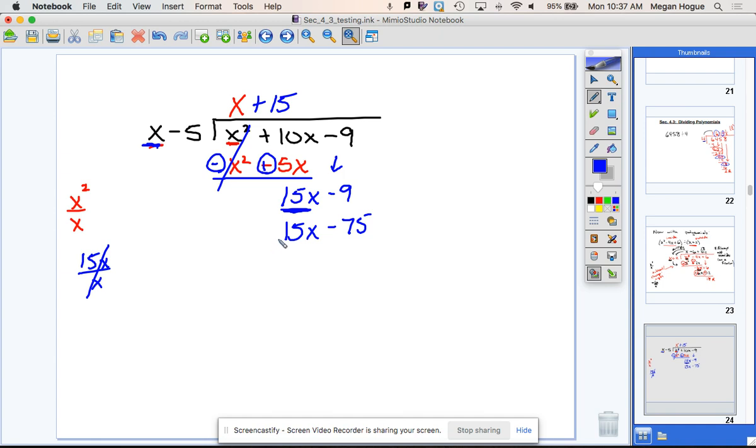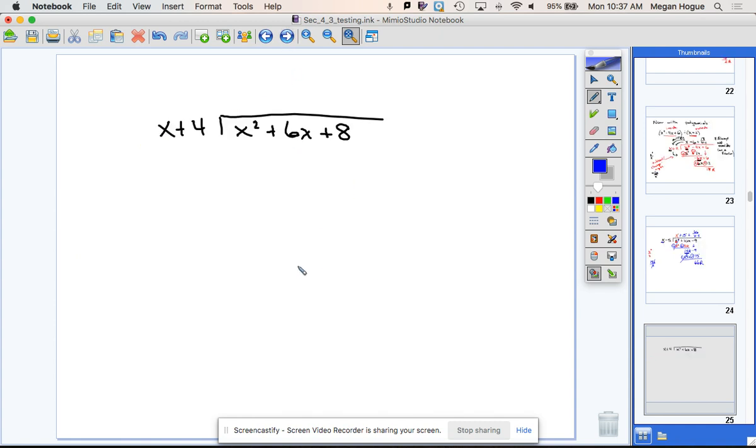Now what? Now you change the signs. See, it's very repetitive. The x's cancel. Negative 9 and 75, 66. That's our remainder. Plus 66 over x minus 5.